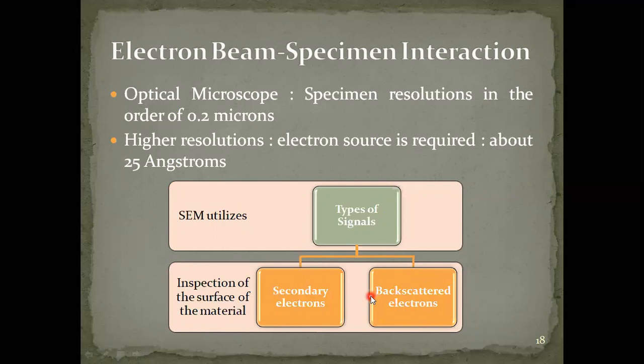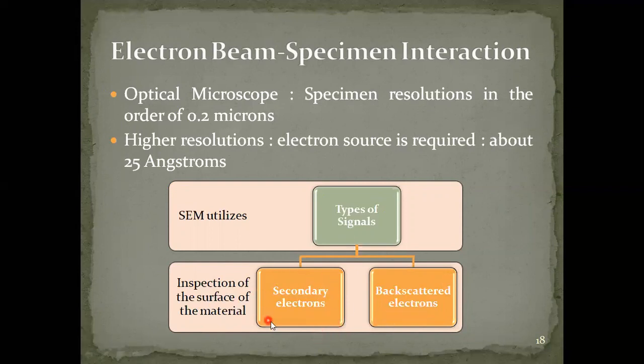We have discussed what is inelastic and what is elastic. So the two types of signals in the SEM are secondary electrons and backscattered electrons. Secondary electrons are the result of inelastic collisions. Backscattered electrons are the result of elastic collisions, between the electrons and the specimen. So both of them give some detail.